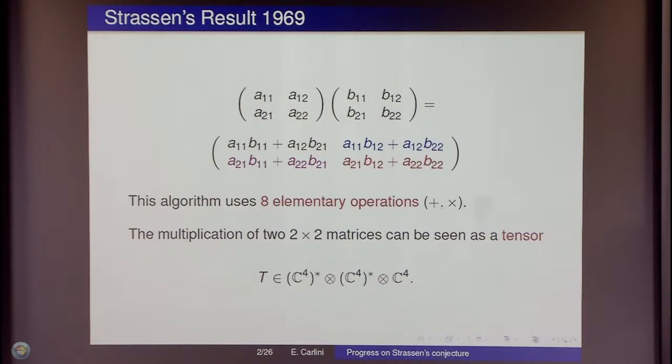And then there is this tensor T, which is representing the multiplication of 2 by 2 matrices. The idea is that the first C4 dual is just selecting A's, the second one is selecting B's, and the last C4 is just a placeholder, which is telling you which element of the target matrix you are computing. So this is very natural.